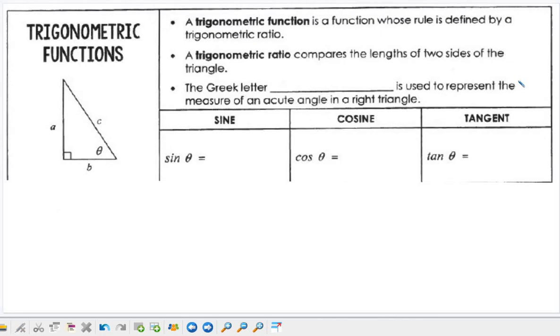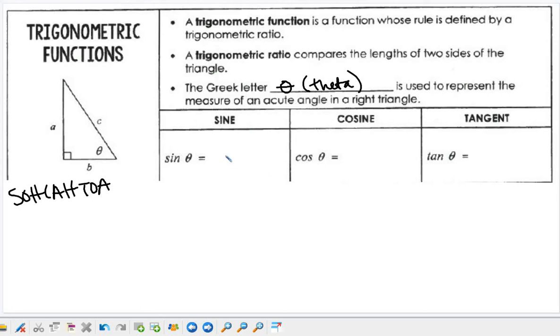Okay. Trig functions. A trigonometric function is a function whose rule is defined by a trig ratio. A trig ratio compares the lengths of two sides of the triangle. The Greek letter theta is often used to represent the angles in a triangle. So this, my dears, is just SOHCAHTOA. It's fancier because they're using all this trig ratio stuff and thetas and fanciness, but it's still SOHCAHTOA. The same thing you learned in geometry.